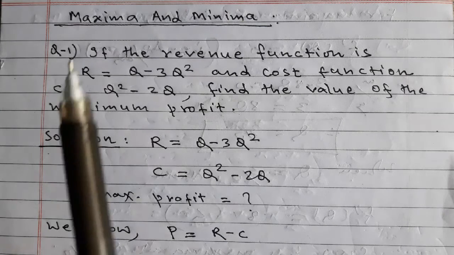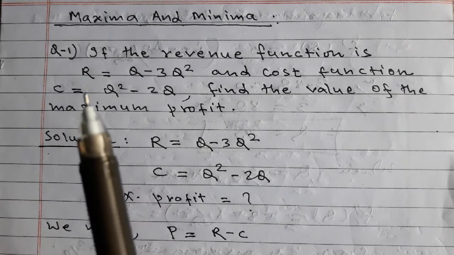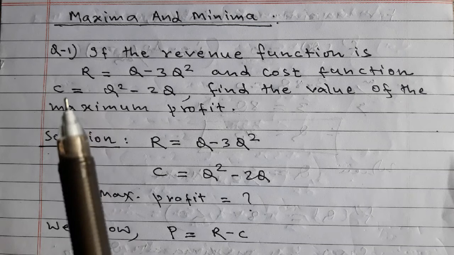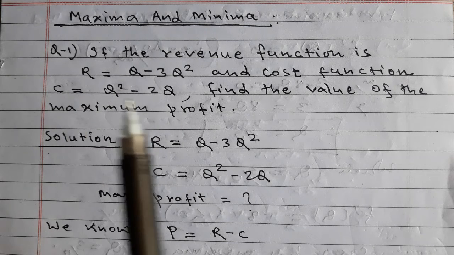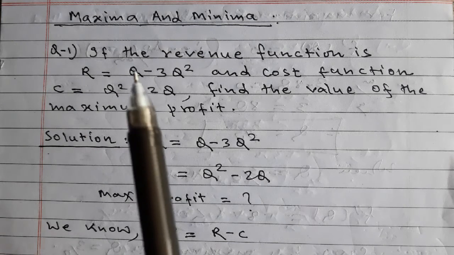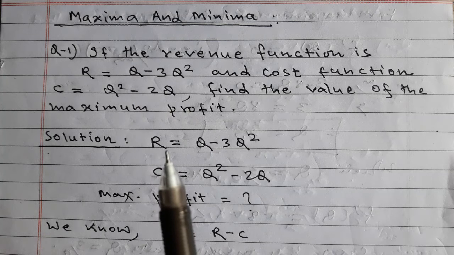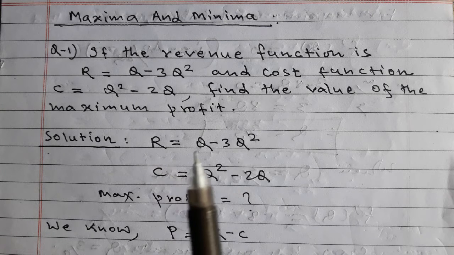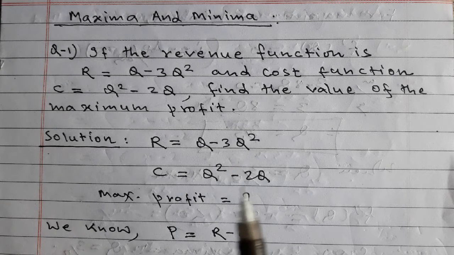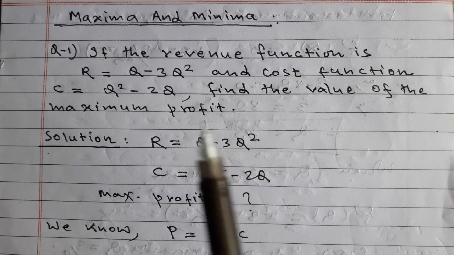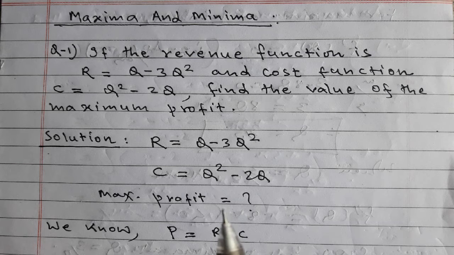Solution. In this question, we are given two functions. The first function is the revenue function and the second function is the cost function. With the help of the revenue function and cost function, we have to find the maximum value of the profit. Revenue function R is equal to Q minus 3Q square. Cost function C is equal to Q square minus 2Q. Now we have to find the maximum profit. So we'll use the application of derivative to find the maximum value of profit.